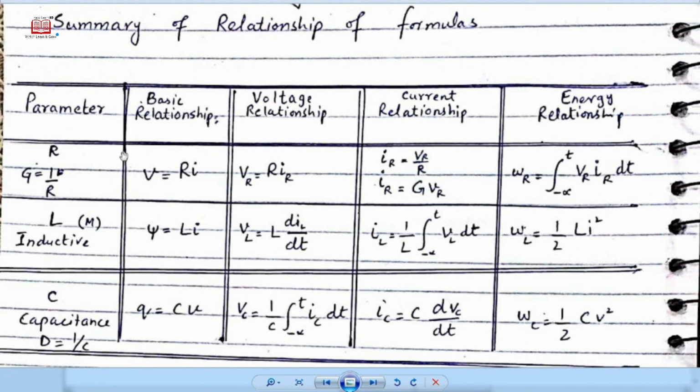The most used formulas and the basic relationships are here. We will first discuss the basic relationship for all three circuits. Then we will use the voltage relationship of the three circuits. Then we are going to define the current and the energy relationships, meaning their formulas. So far we discussed three basic circuits, and this is the overall summary, all the formulas on a single chart, and this is very helpful.